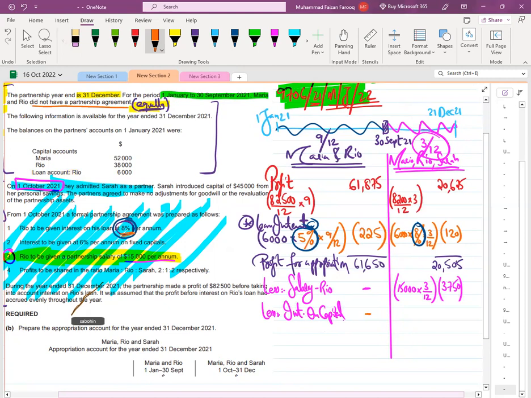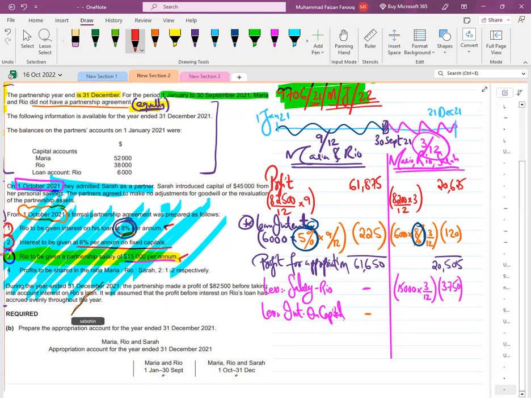But after they made a formal agreement from 1st of October onwards, for 3 months, they said interest to be given at 6% on fixed capital. Note 1 we were done, note 3 done, note 2 is this interest on capital. They said 6% for the year.